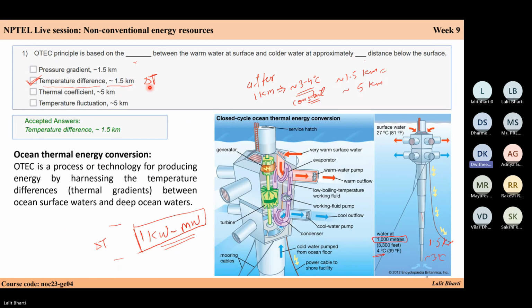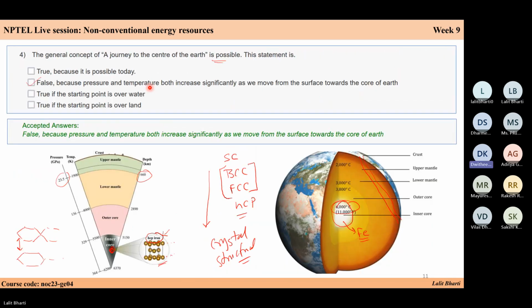Thank you, sir. Sir, similarly, how can you explain the interpretation of the sentence "a journey to the center of the earth is possible"? Sorry, your voice is not clear, there is a lot of air disturbance. Sir, the general concept of a journey to the center of the earth is possible. Can you explain? It is very clear that the temperatures are very high.